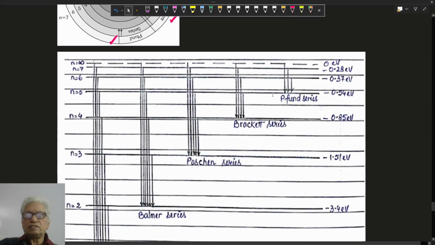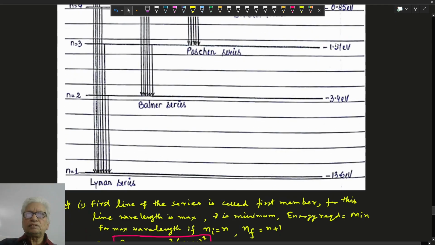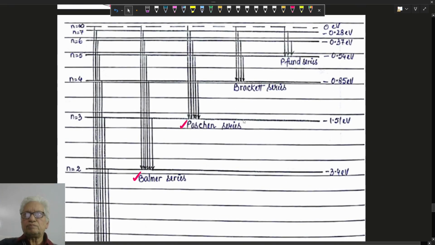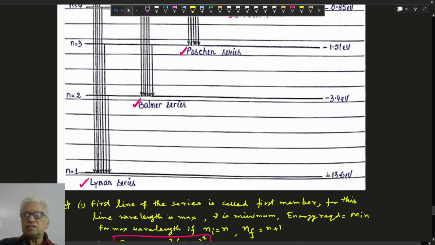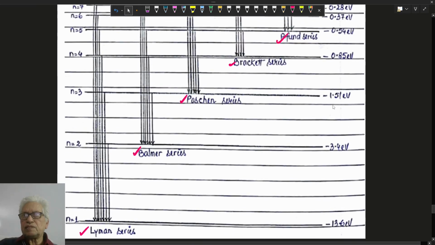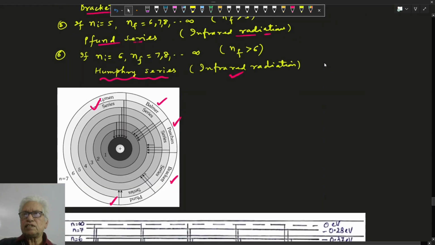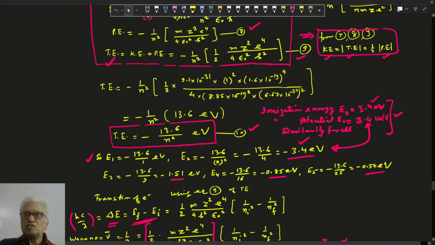Or in this figure we can also see, say this first one is n equal to 1. Transitions from higher levels to 1 are called the Lyman series, to 2 the Balmer series, to 3 the Paschen series, then the Brackett series and the Pfund series. Here n equal to 1 is minus 13.6, n equal to 2 is minus 3.4, the third is minus 1.51, and at infinity it becomes 0. We have seen it like this here.